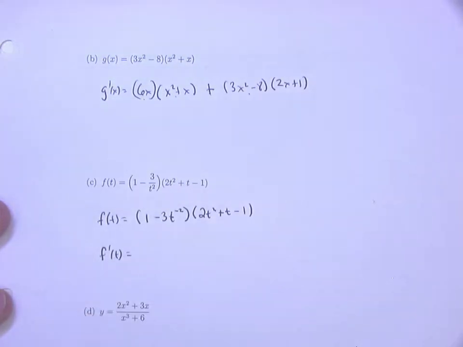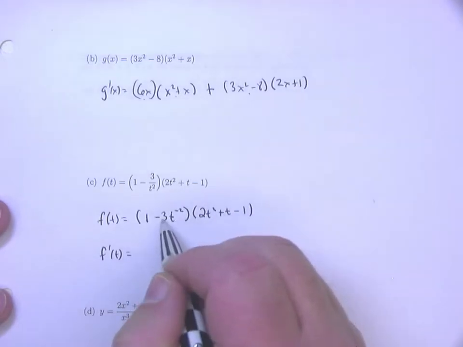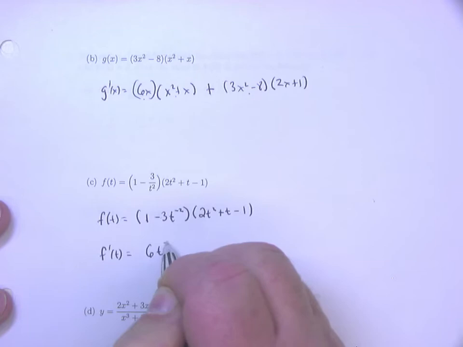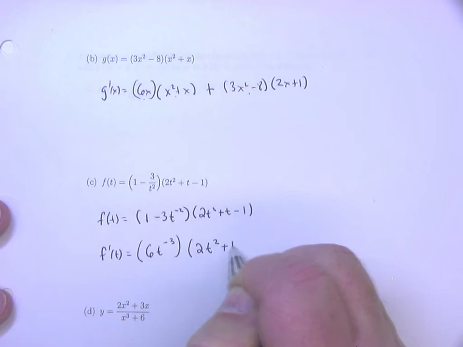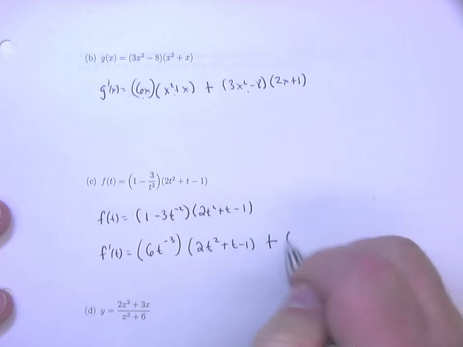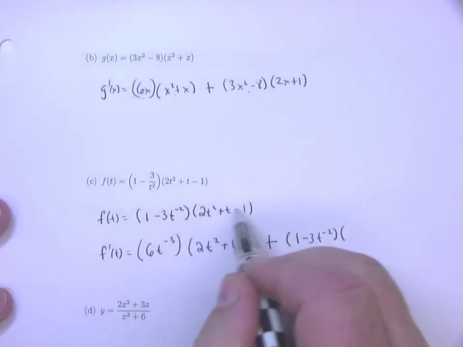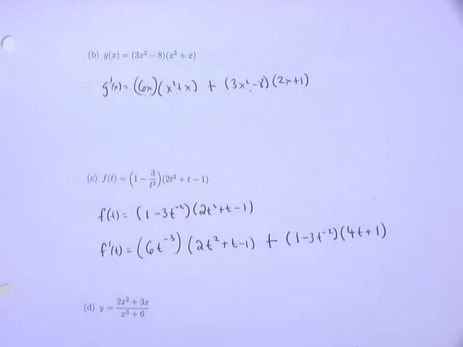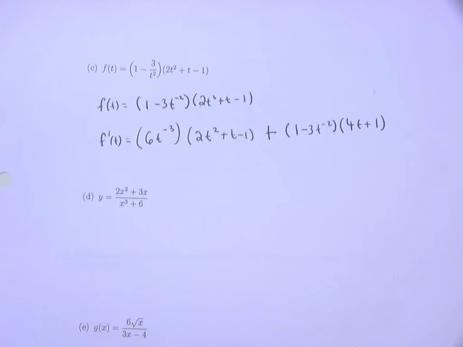And now, take the derivative. Product rule: derivative of the first times the second, plus the first times derivative of the second. Derivative of 1 is 0, derivative of minus 3t^(-2): negative 2 times negative 3 is a positive 6t^(-3). That's the derivative of the first times the second, just recopy it: 2t^2 + t - 1, plus the first, just recopy it: 1 - 3t^(-2), times the derivative of the second. Derivative of 2t^2 + t - 1 is going to be 4t + 1. And there is my product rule answer. But I still had to do a little bit of this cleanup stuff. But now, look at the next one.